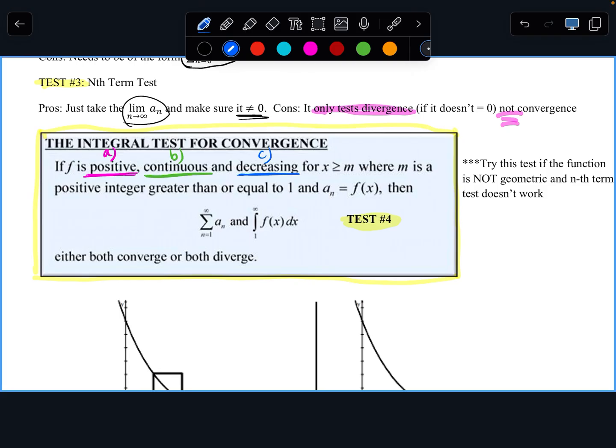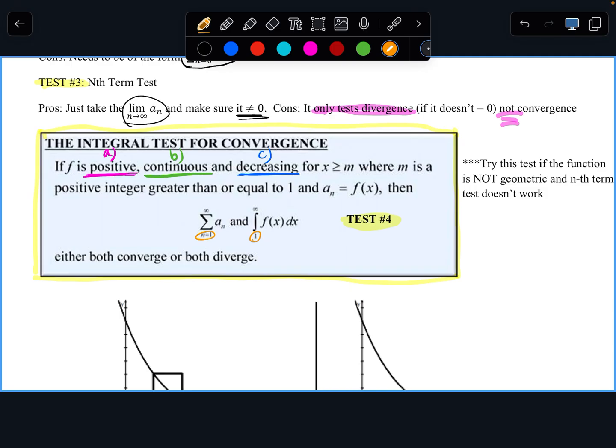So the whole gist of it is if you integrate from, notice that here your sigma starts at 1, my integral starts at 1. If that was starting at 2, my integral would start at 2. Those have to match. It's saying if you integrate this function, you redefine it as f of x, and you get infinity, then the series diverges. And if it equals a number, then it converges.